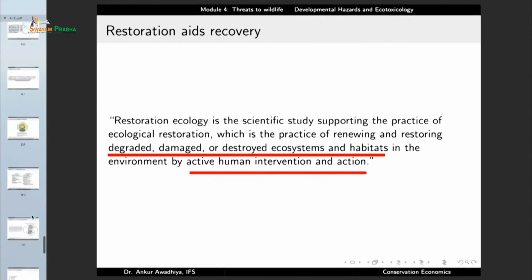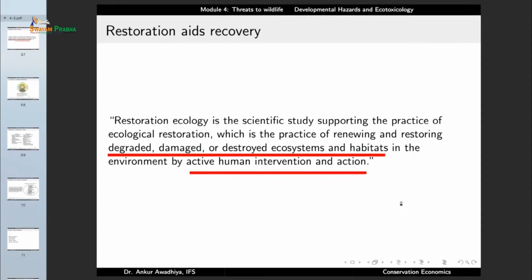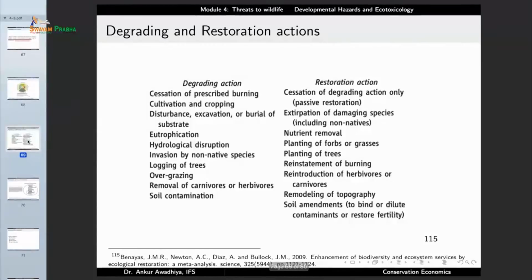So how do we do that? We have already released a heavy amount of toxins. We have already released a large quantity of plastic. So is there anything that we can do? And if yes, what are the steps that we can do? So what kinds of actions are done? So there are certain actions that degrade the environment, and there are certain actions that restore the environment.